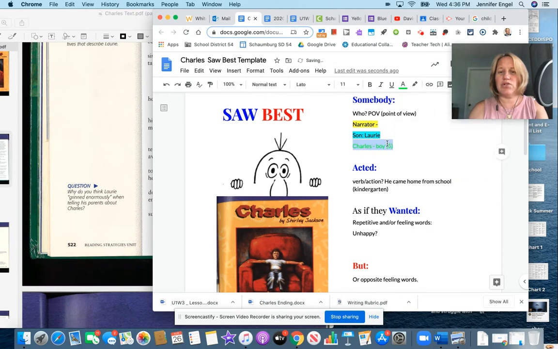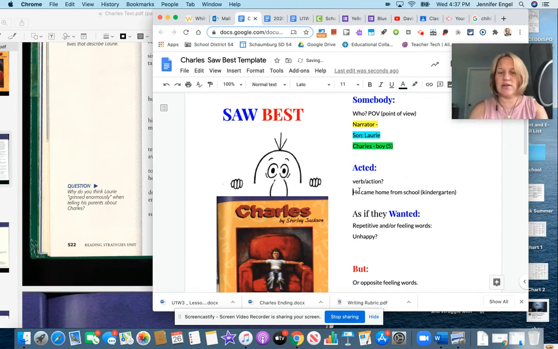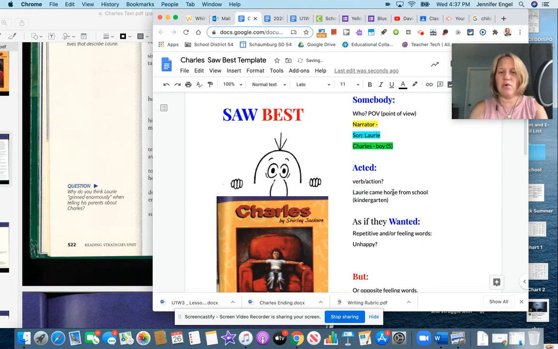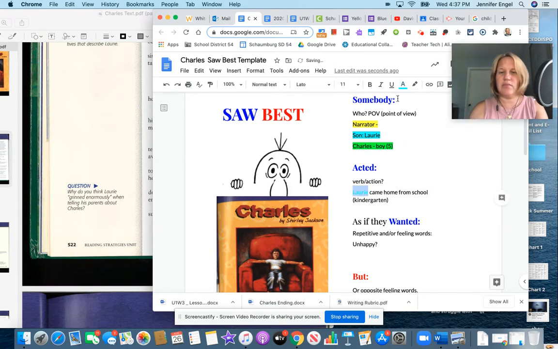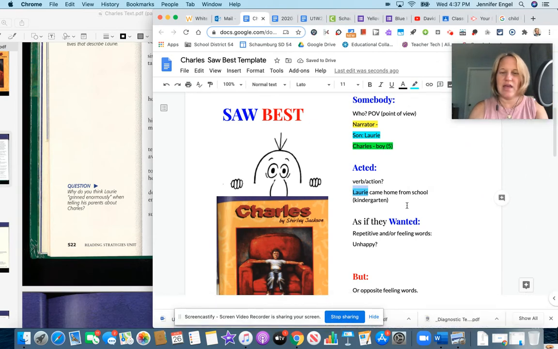And what we know about Charles, is that Charles, okay, let's be specific here in our actions. He, Lori, came home from school. Okay. So we're going to look at that. Oh, I keep doing the wrong thing instead of highlighting it. All right, I'm just going to expand this here.